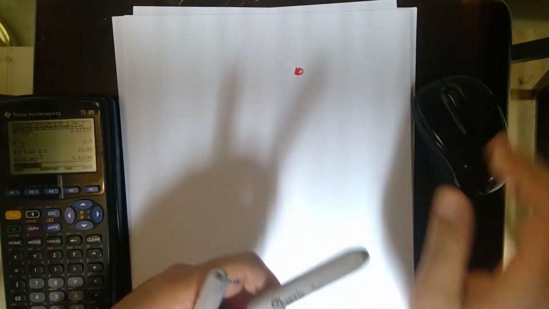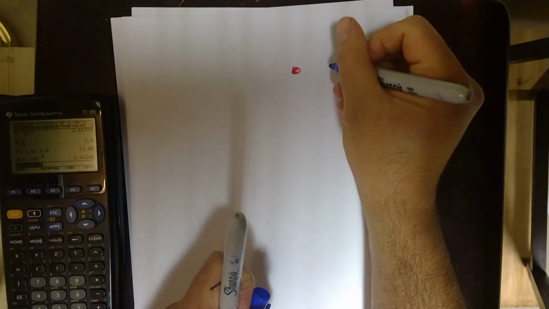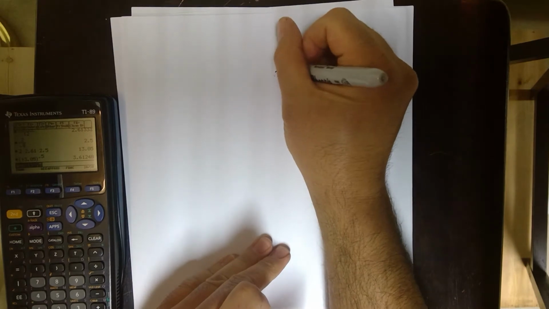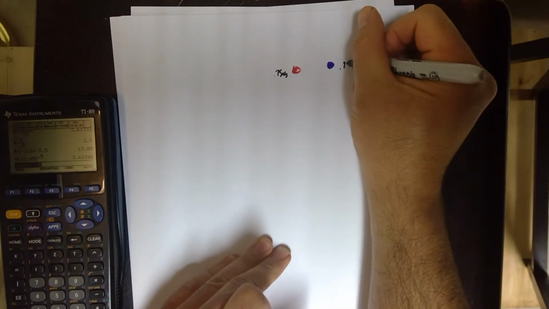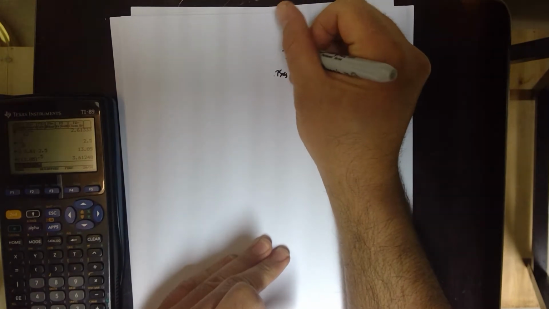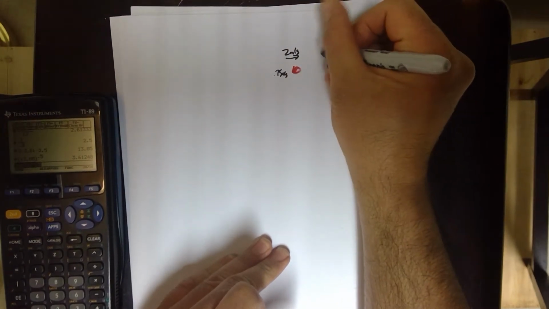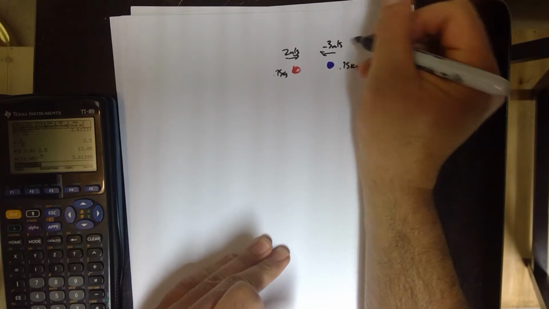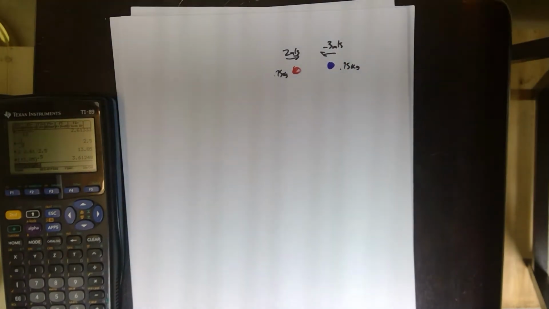So let me color code this as well. I've got a red one and a blue one here. I made them both 0.75 kilograms, right? 0.75 kilograms, 0.75 kilograms. You've got your objects coming in here with velocities of 2 meters per second and negative 3 meters per second. Direction matters here, always does in momentum.